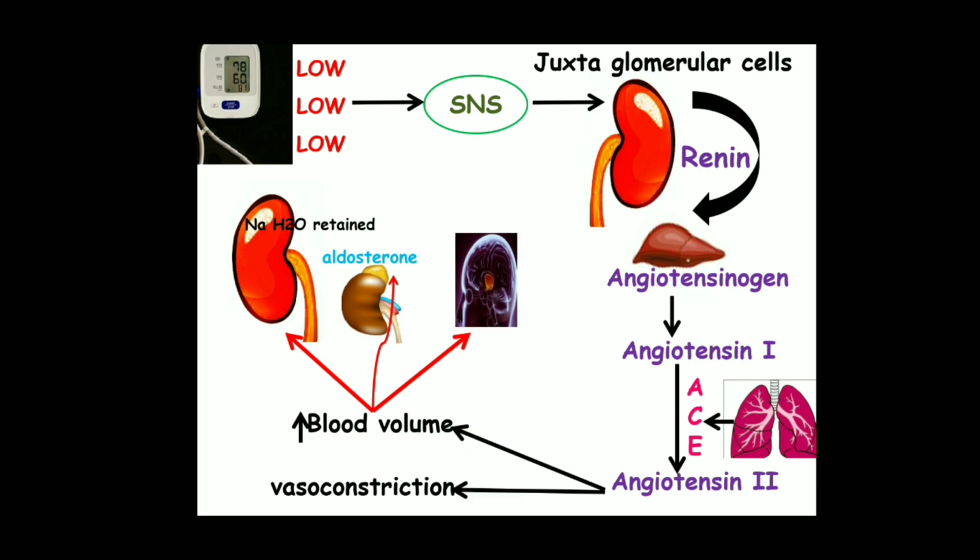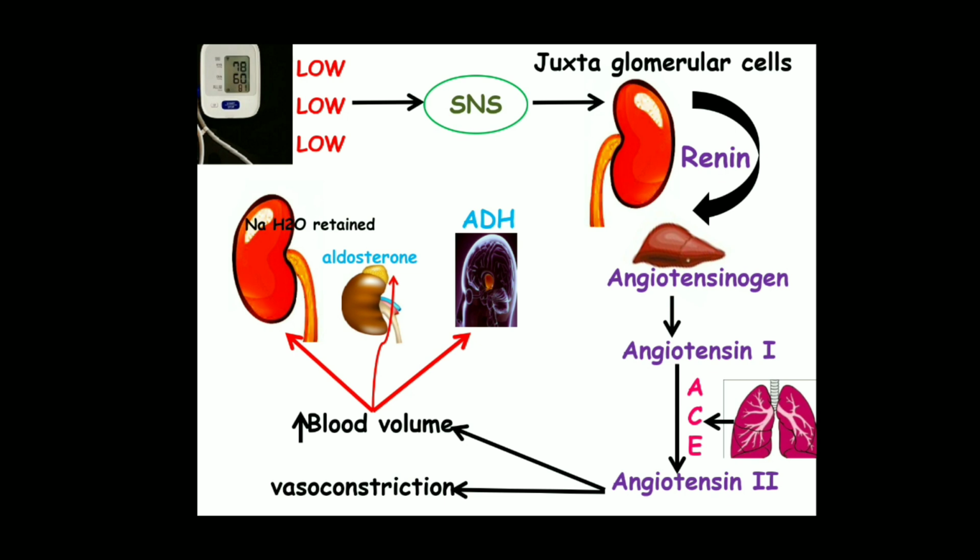Also, it has action on the posterior pituitary, and you know the posterior pituitary stores ADH, and ADH is also released. This also prevents diuresis. Altogether, blood volume will be expanded, and this vasoconstriction and blood volume together will cause improved BP. This is how the RAAS mechanism functions.